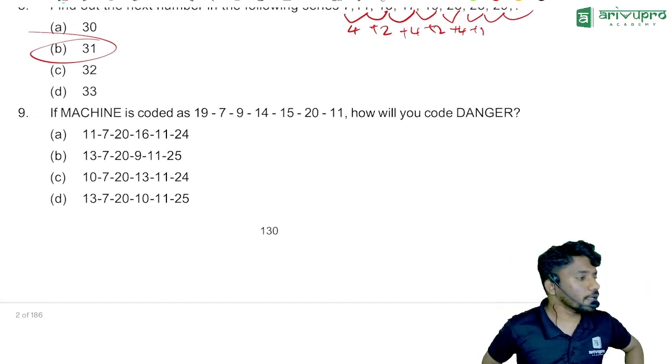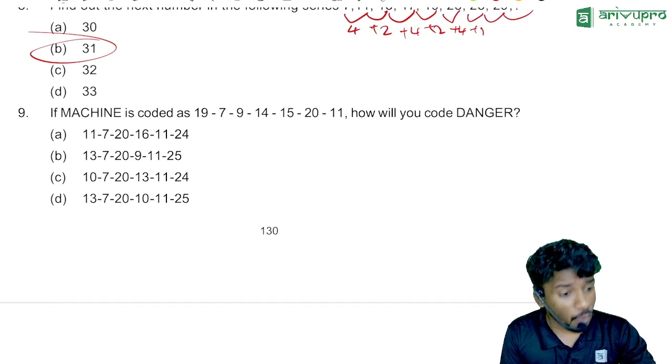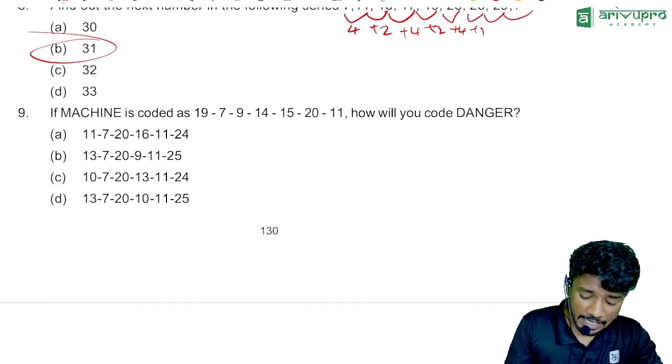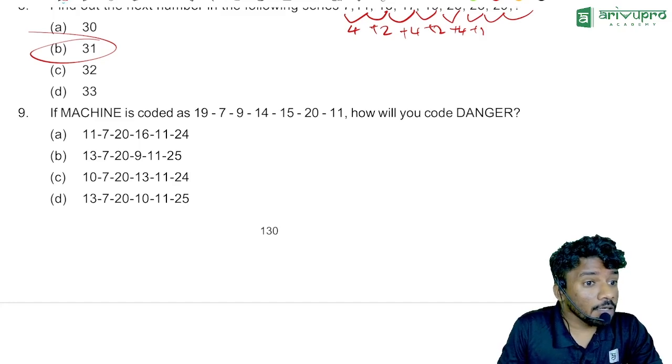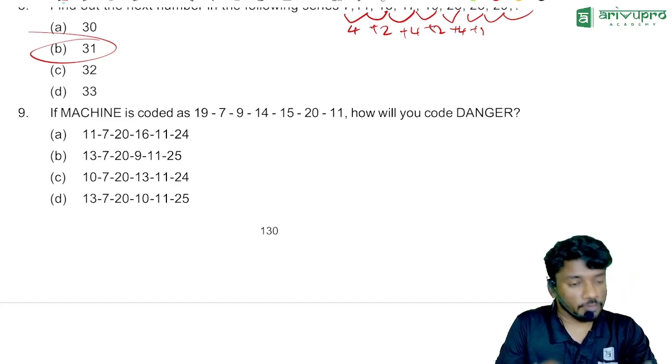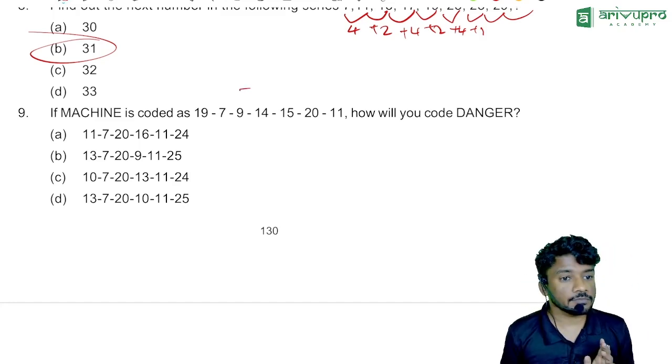Now look at the question. What is happening over here? Machine is coded as 19, 7, 9, 14, 15, 20 and 11. Then, no, they have given a hyphen.